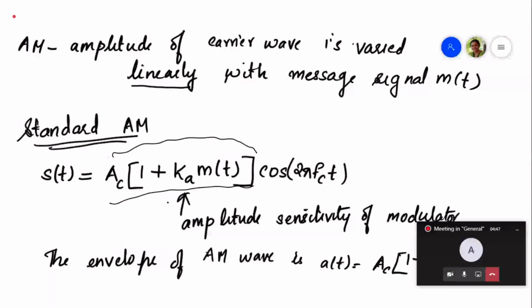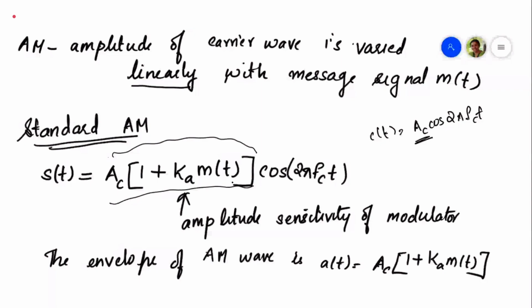Ac cos 2 pi fc t was my carrier signal, c of t. And now this part is getting modulated and it is becoming Ac into 1 plus Ka into m of t. So that Ka term is known as the amplitude sensitivity of the modulator. And this Ac into 1 plus Ka into m of t is known as the envelope of an amplitude modulated wave.